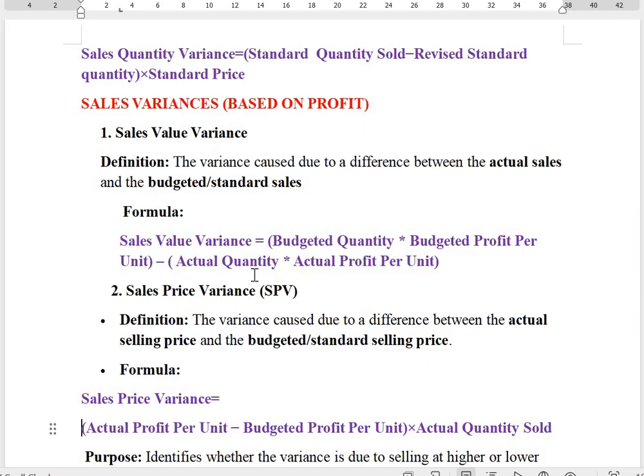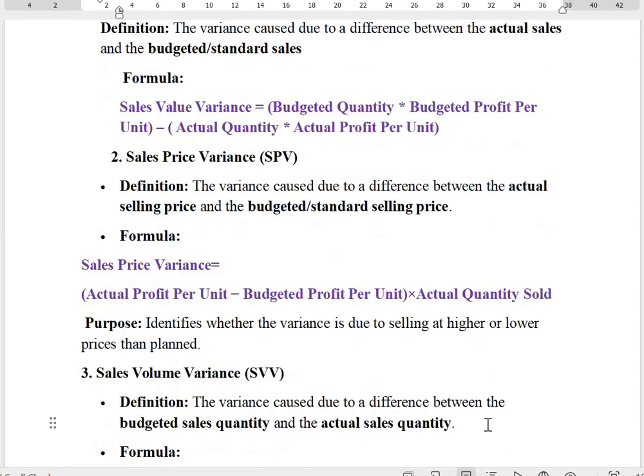Similarly, what is the actual quantity sold? Actual sales is nothing but actual quantity into actual profit per unit. Actual profit we determine by comparing the actual selling price minus actual cost price. The difference you get is the actual profit. That profit per unit you multiply with the actual quantity sold, and we get the actual sales value. By comparing these two, we get the sales value variance. Then sales price variance: here we compare budgeted profit per unit minus actual profit per unit, into actual quantity sold.